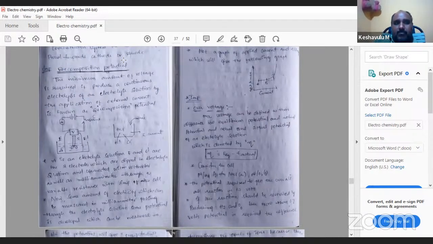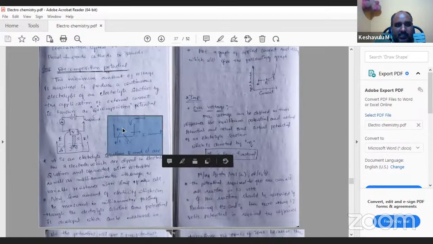In the term itself there is decomposition, right? So what does that mean? Here see this diagram. Here HCl is an electrolyte solution. It may give H plus ions and Cl minus ions. When it gives these ions by the application of external current or voltage, with the application of external voltage, the electrolyte solution becomes converted into ions. This process may be called the electrolysis process.